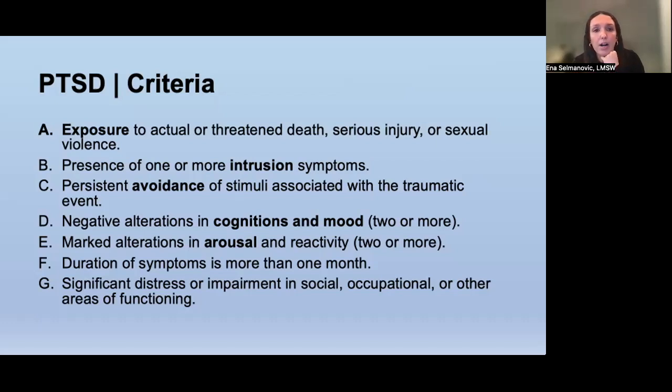So here on the slide, I've got the criteria. So let's start with this first criterion A, which is exposure to actual or threatened death, serious injury, or sexual violence. So that's the first criteria, exposure to a traumatic experience. And there are a few ways that an individual can be exposed to trauma. So there's 4 different ways that the DSM lists, and I invite you to pause this video and see if you can come up with the 4 different ways that someone can be exposed to trauma.